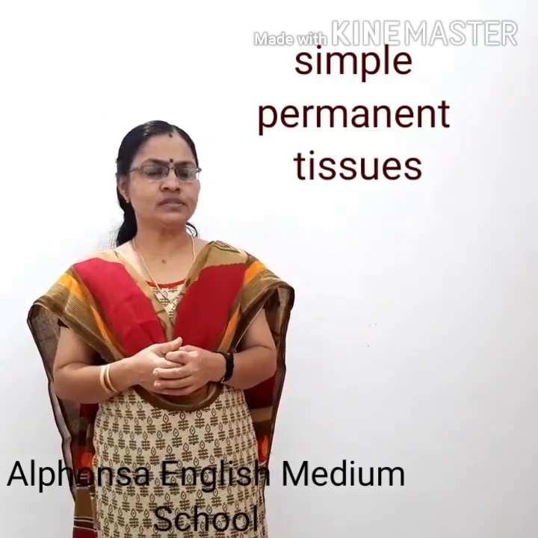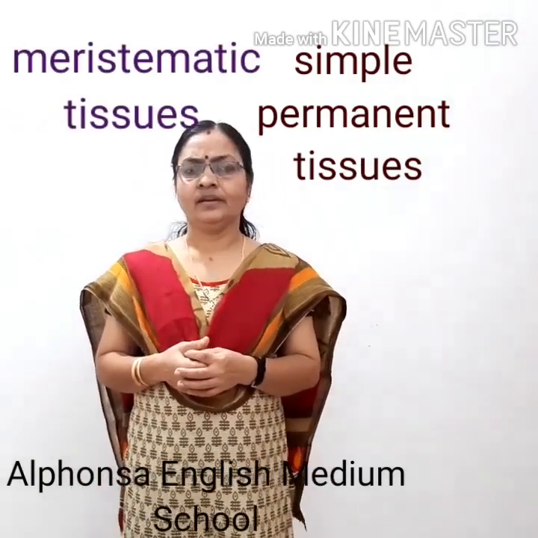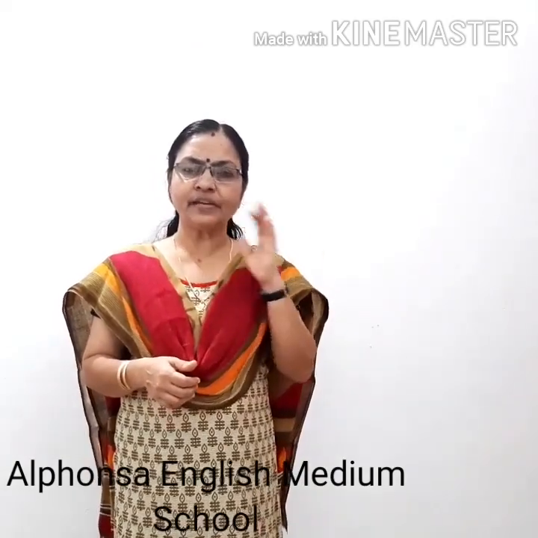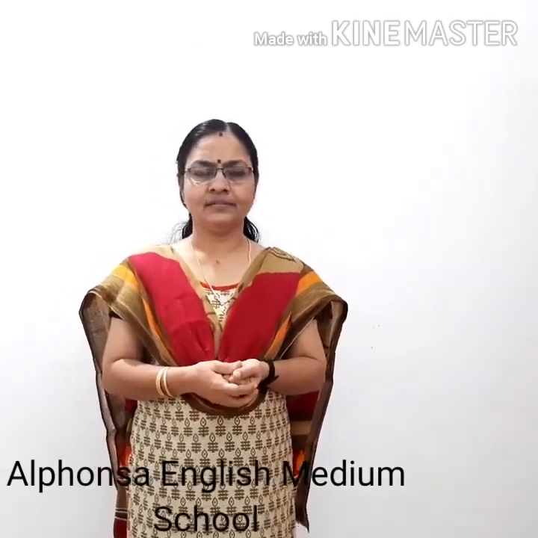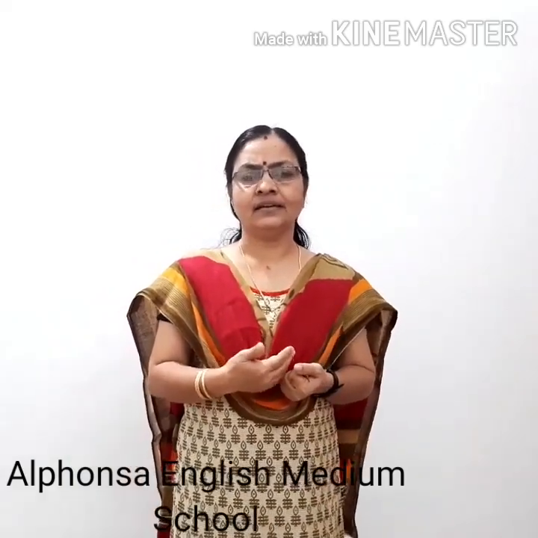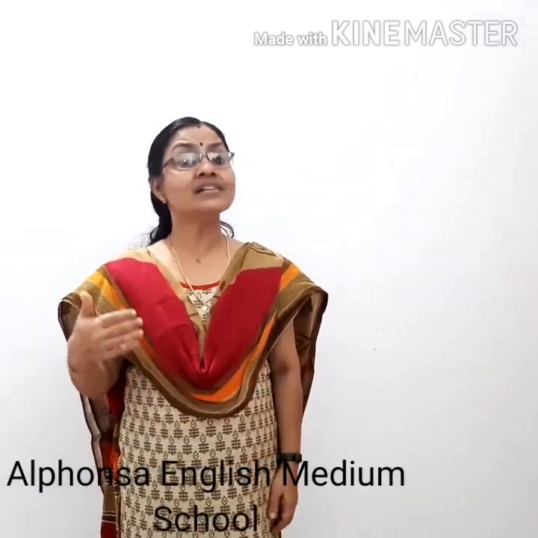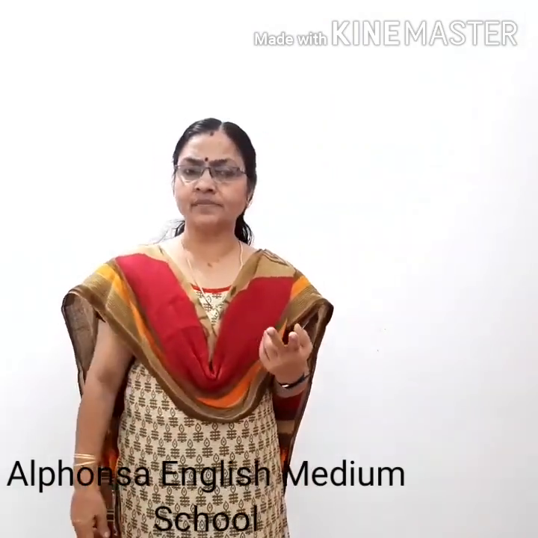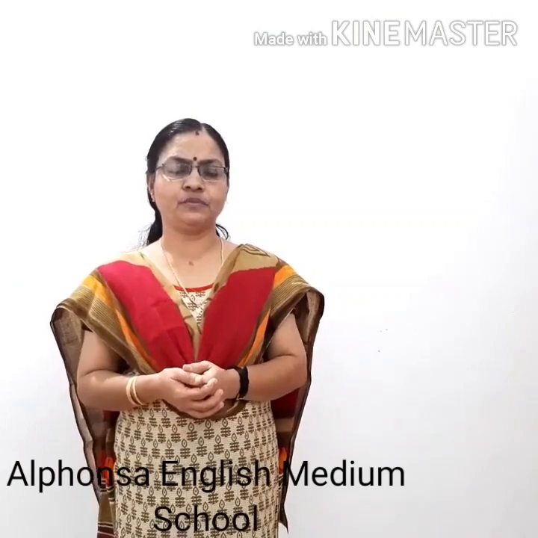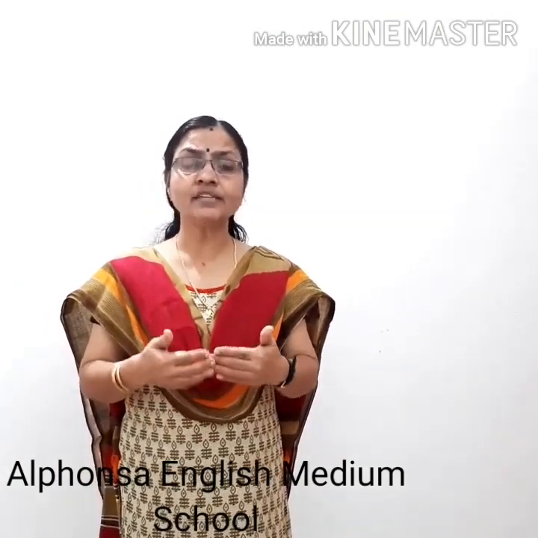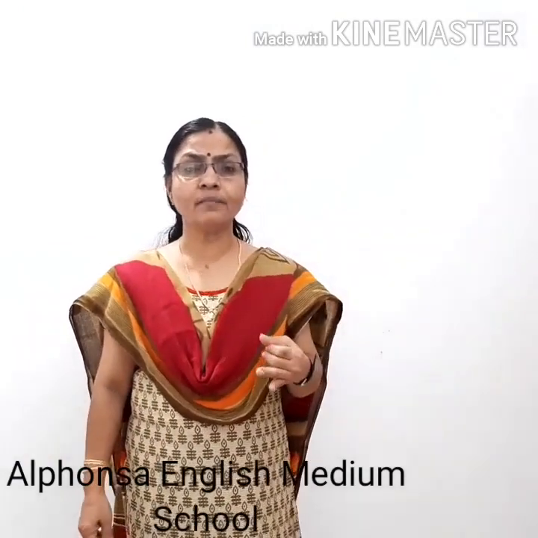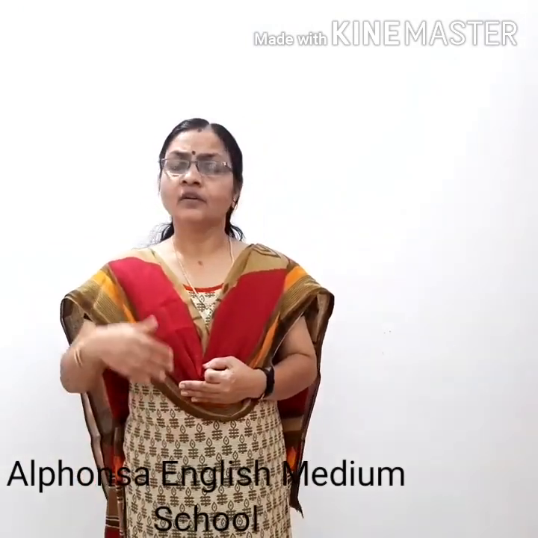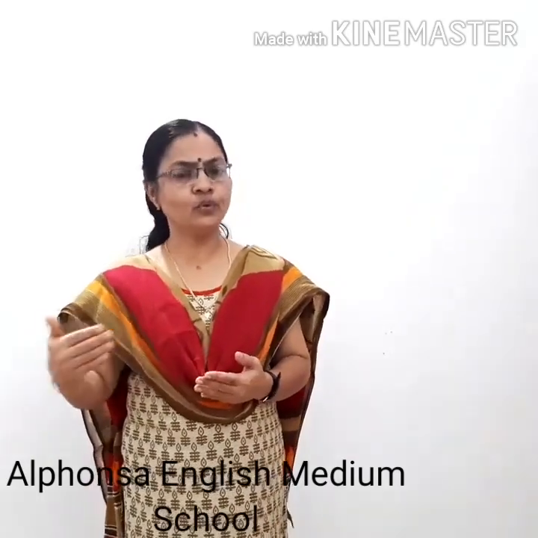Last class we had discussed simple permanent tissues and meristematic tissues. Initially, tissues of one type, that is meristematic tissue, have the ability to divide. Once these cells stop dividing, they attain a proper shape and structure, and from then on they are called permanent tissue. Permanent tissue is of two types: simple permanent tissue and complex permanent tissue. Simple permanent tissue is again divided into three types: parenchyma, collenchyma and sclerenchyma. Complex permanent tissue is of two types, xylem and phloem.